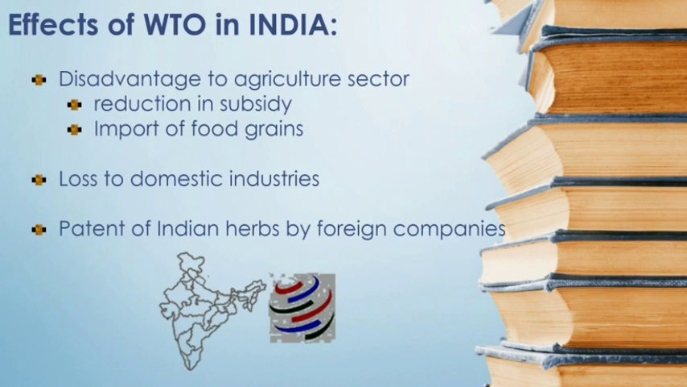Some Indian domestic industries lost their identity because of competition from MNC companies. Some developed countries acquired patents on Indian herbs. It means, for example, turmeric is an Indian herb which has been used from very ancient times. Now, some countries are trying to acquire patents on that.